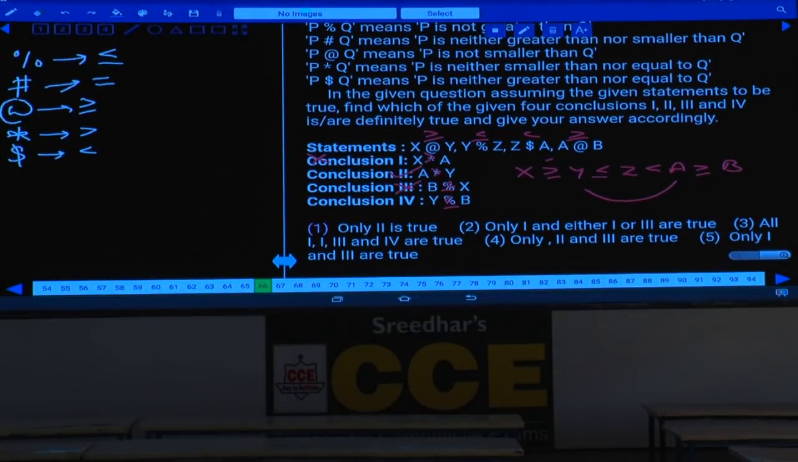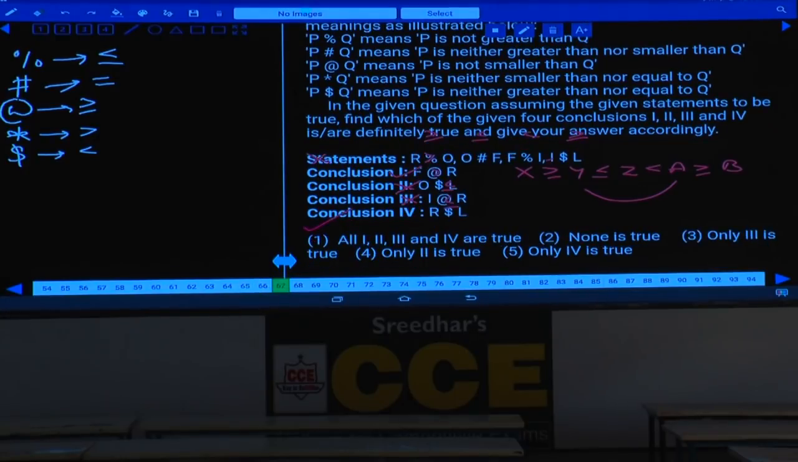Then what is the fourth one here? Y lesser than or equals to b. Y is here, b is here, lesser than or equals to, greater than, hence no conclusion between these two. Then what is your answer here? Only 2 follows. Only 2, that is given in choice 1. Clear now? Rather than giving the symbols directly, he has given them in coded form.